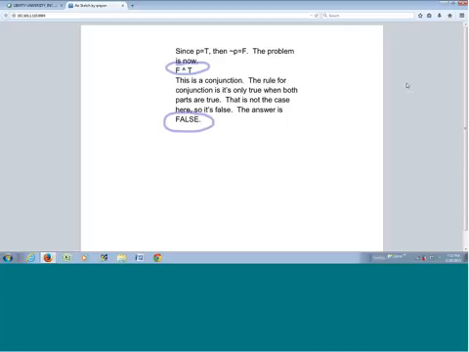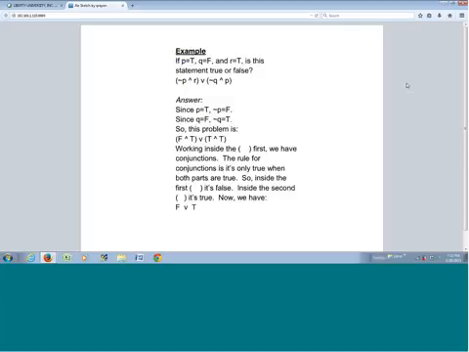Okay, another example. If P is true, Q is false, and R is true, is this statement true or false? Notice I have two sets of parentheses. So again, I need to start with working inside the parentheses first. I notice I have some negations here.